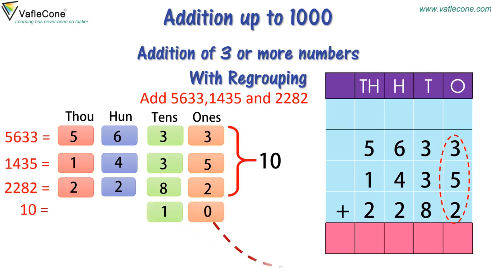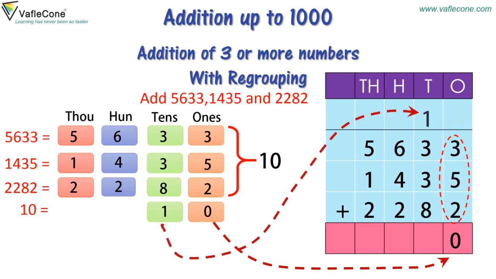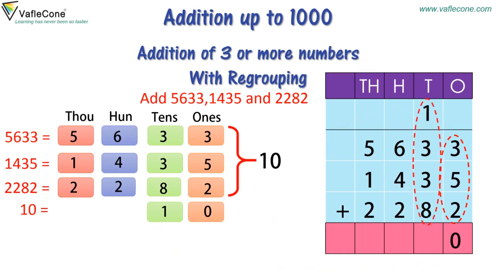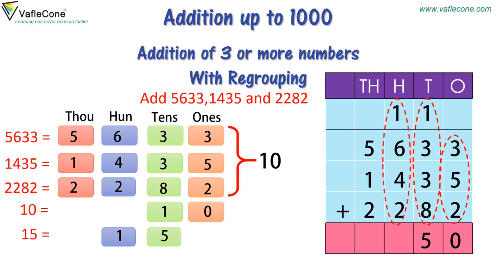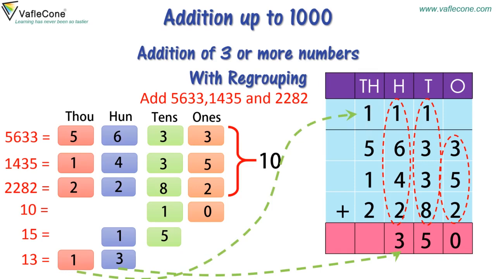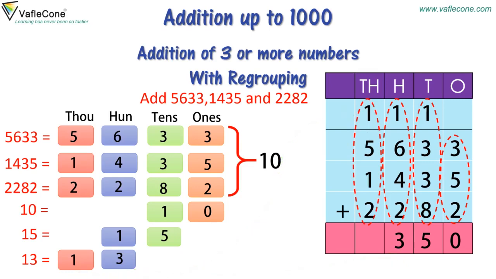So placing 0 at the ones place and 1 at the tens place, and now adding at the tens place, that is 3 plus 3 plus 8 plus 1 is equal to 15 or 15 tens. Placing 5 at the tens place and 1 at the hundreds place, and start adding at the hundreds place, 1 plus 6 plus 4 plus 2 is equal to 13 or 1,300. Placing 3 at the hundreds place and 1 at the thousands place and doing addition at the thousands place, that is 1 plus 5 plus 1 plus 2 is equal to 9.